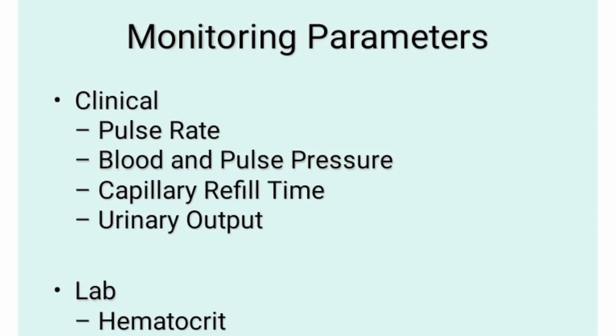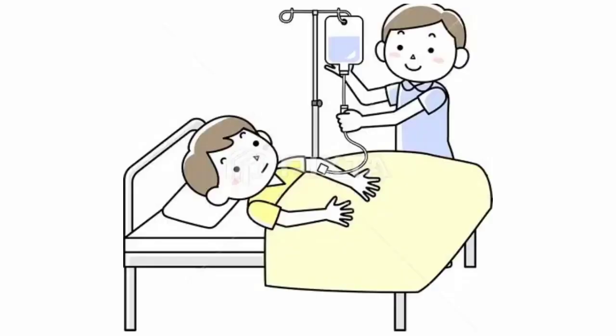The monitoring parameters for a patient of dengue hemorrhagic fever admitted to your ward are clinical and lab. Clinically, pulse rate, blood pressure and pulse pressure, capillary refill time, and urine output are very important. In labs, hematocrit, platelet count, and HB are very important parameters. Next, how much fluid should you give to a patient with dengue hemorrhagic fever?